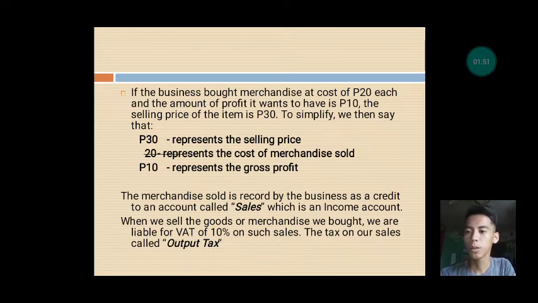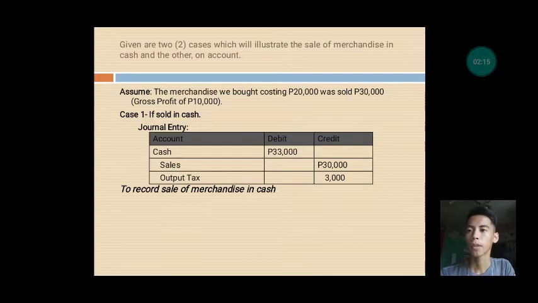The merchandise sold is recorded by the business as a credit to an account called Sales, which is an income account. When we sell the goods or merchandise we bought, we are liable for VAT of 10% on such sales. The tax on our sales is called output tax. Given our two cases, we will illustrate the sale of merchandise in cash and the other on account.